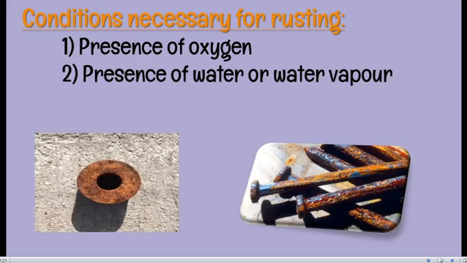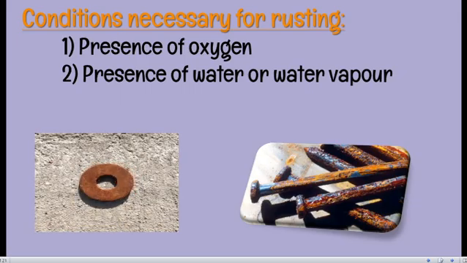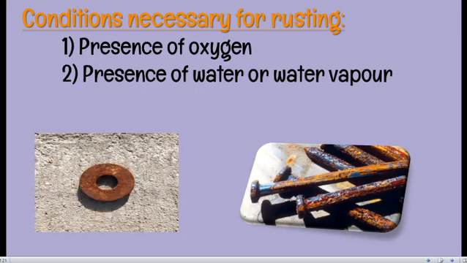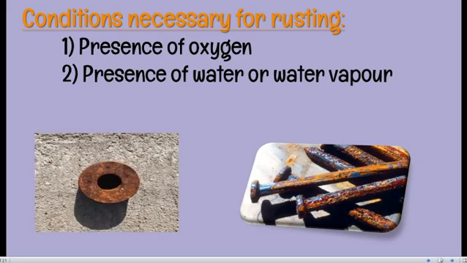There are two conditions necessary for rusting. The first one is the presence of oxygen and the second one is the presence of water or water vapor. If both conditions are there, rusting will happen. Otherwise, if either oxygen or water is absent, rusting will not occur.